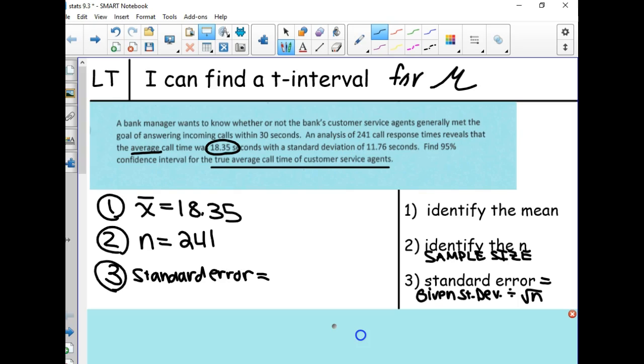and they give us that standard deviation right here at 11.76. We take that 11.76 and we need to divide it by the square root of the total sample size, and that's 241. When I calculate that in my calculator, I should get 0.76. Let's always round to 2 decimals unless we need a third decimal. So if it was like 0.003.